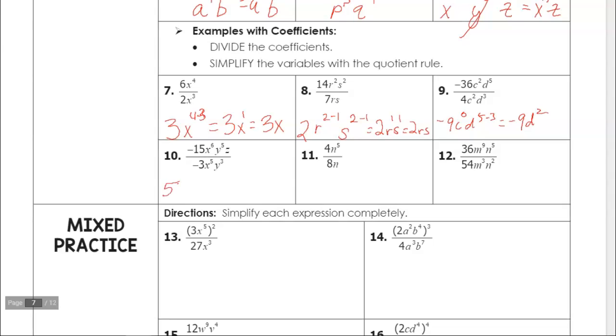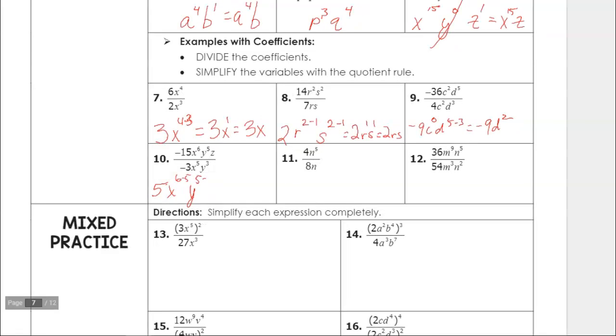15 divided by 3 is 5. And we have x to the 6 minus 5. Y to the 5 minus 3. And so we have 5x to the 1st, or just 5x, and y squared.